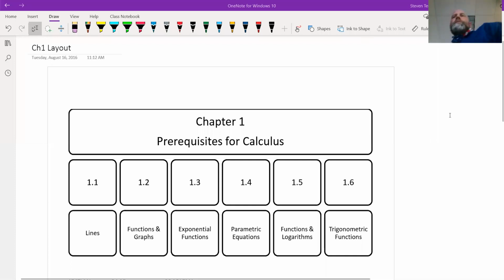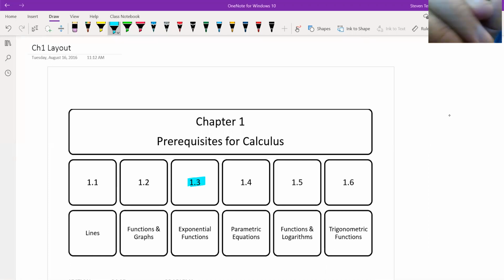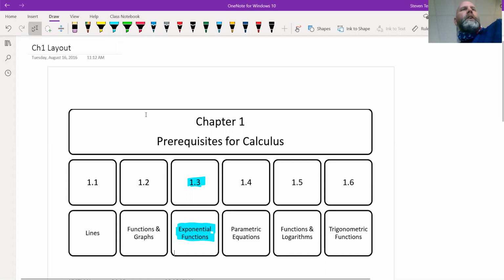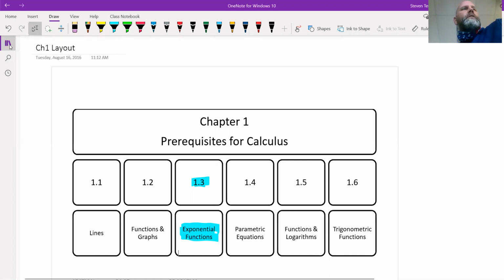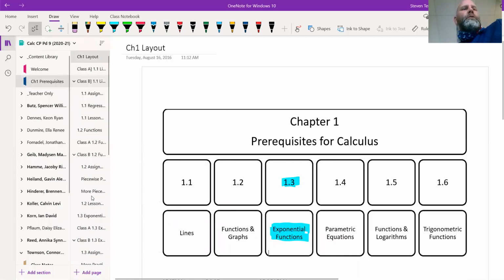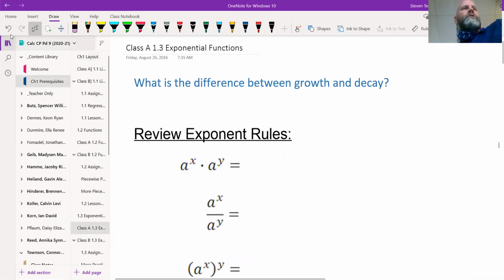Hello, Calc students. Today, this tutorial is going to be going over 1.3, which is the exponential functions. And again, this is all things and material that you have reviewed before in your prior math experience in high school. So here is the class notes.